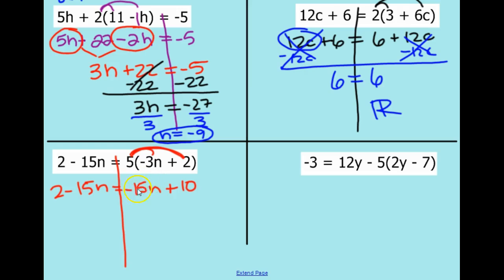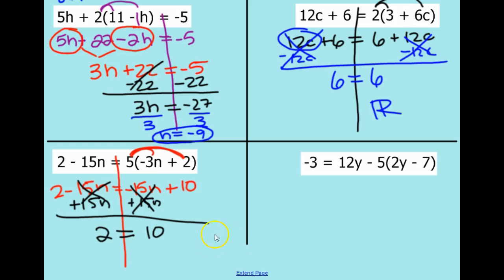So if we get all the n's on the same side, I'm going to add this 15n. Same thing over here. Again, they cancel out. They make 0, and I have 2 equals 10. Well, 2 does not equal 10, so this is no solution. Last one like this.